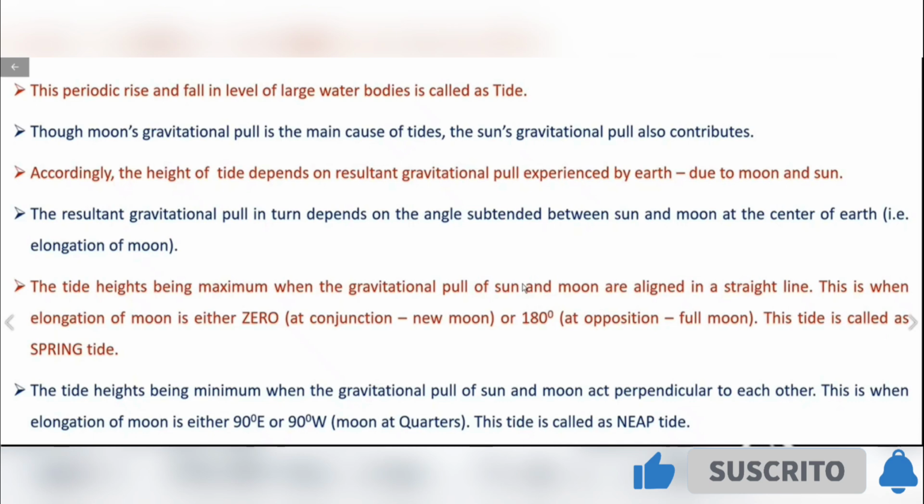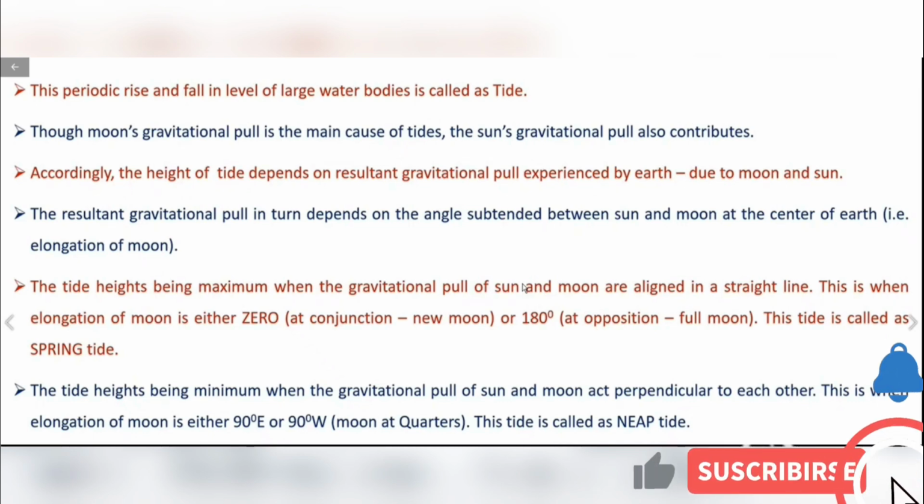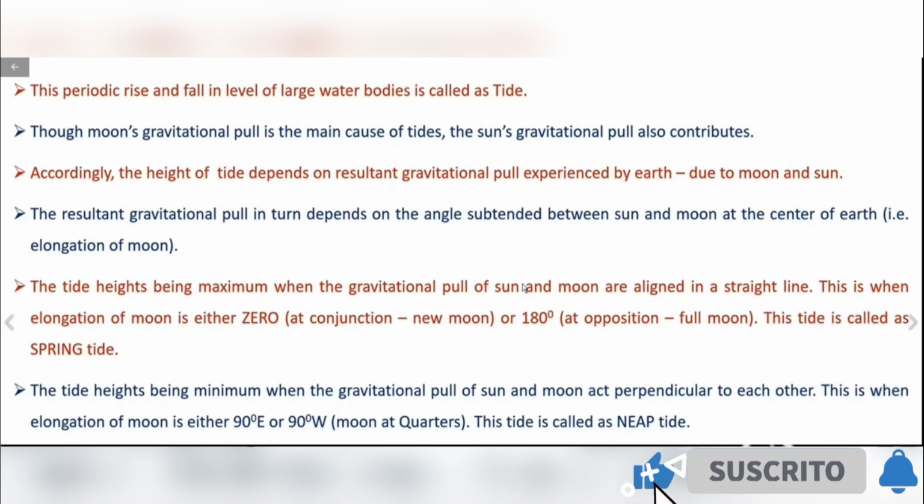Is there a specific doubt? Sir, this line, this is when elongation of moon is either 90 degree east or 90 degree west. Okay.